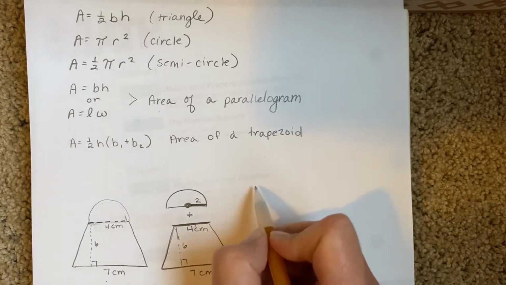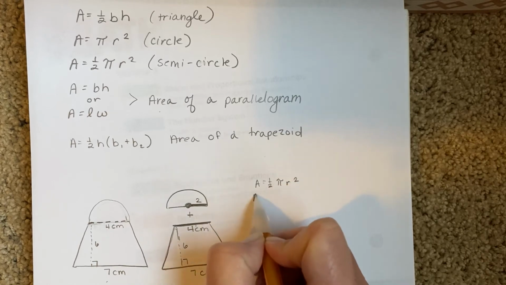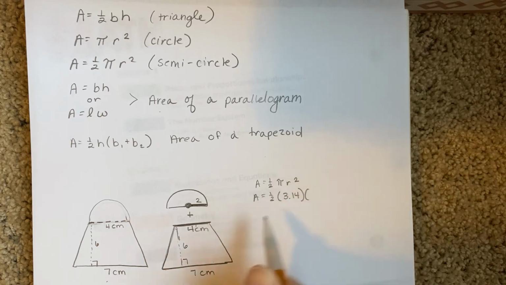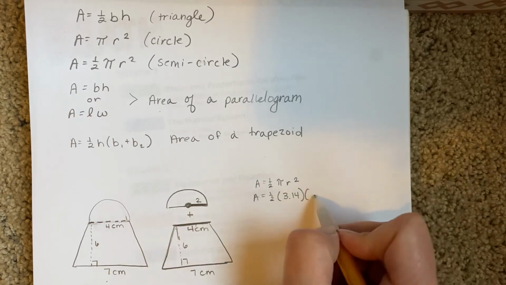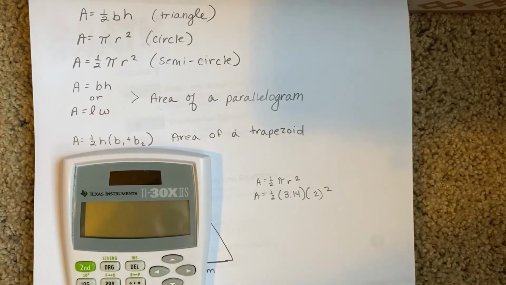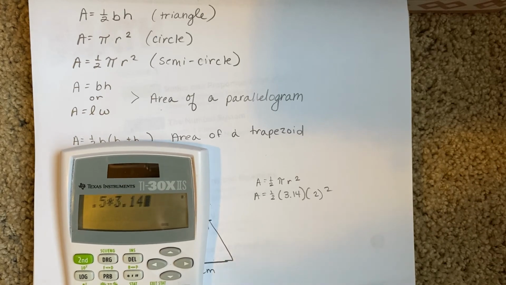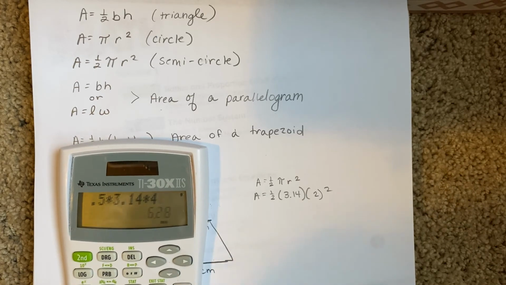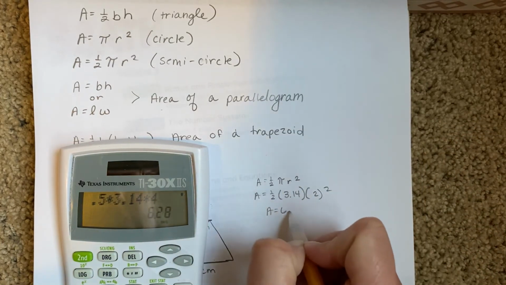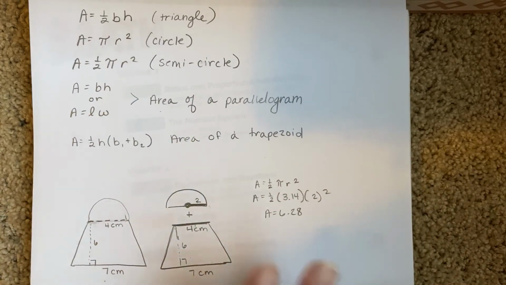All right, so now I'm gonna go ahead, A equals 1/2 pi r squared, A equals 1/2 times 3.14 times, remember it's gotta be the radius, which that's why I'm using the 2 squared. Grab the calculator. And I have 0.5 times 3.14 times, and I'm just gonna do 4 because 2 times 2 is 4. And I ended up with A equals 6.28. Don't round anything until your final answer. So I'm gonna leave it as 6.28.